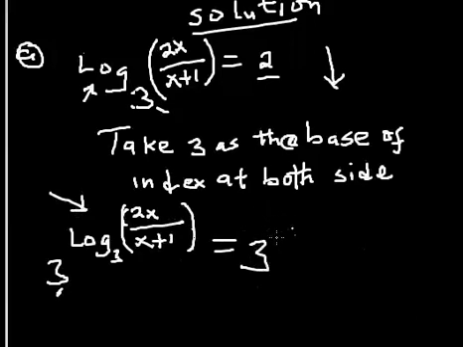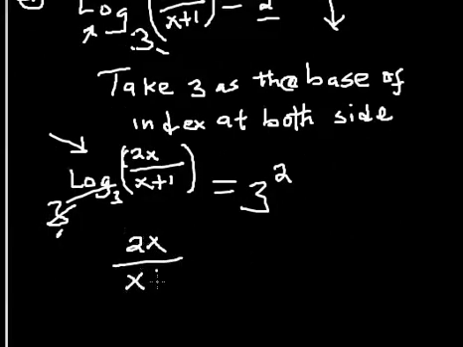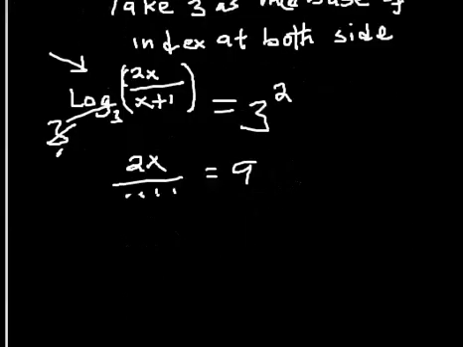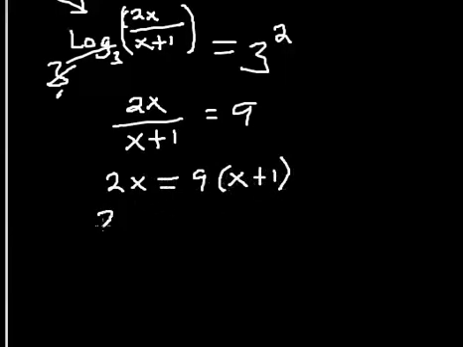So I also take 3 as the base of the index on both sides. What actually happens then? The 3 cancels the log, so I'm only left with 2x all over x plus 1 equal to 3 raised to the power 2, which is 9. So I can cross multiply now. I have 2x equal to 9x plus 9.